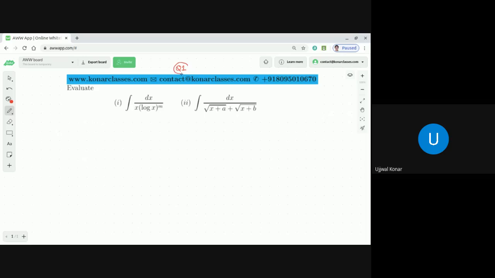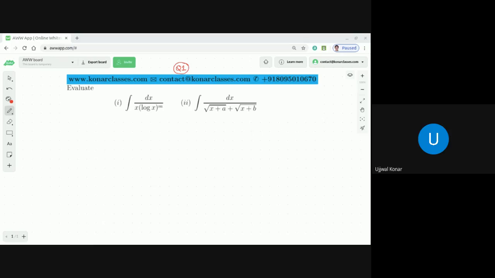The first question. I want to know from each one of you how you actually approached this problem. I made log x equal to t. Correct. Then dx by x becomes dt. So I get dt by t to the power m. Yes, absolutely correct. And then we integrate t to the power minus m.